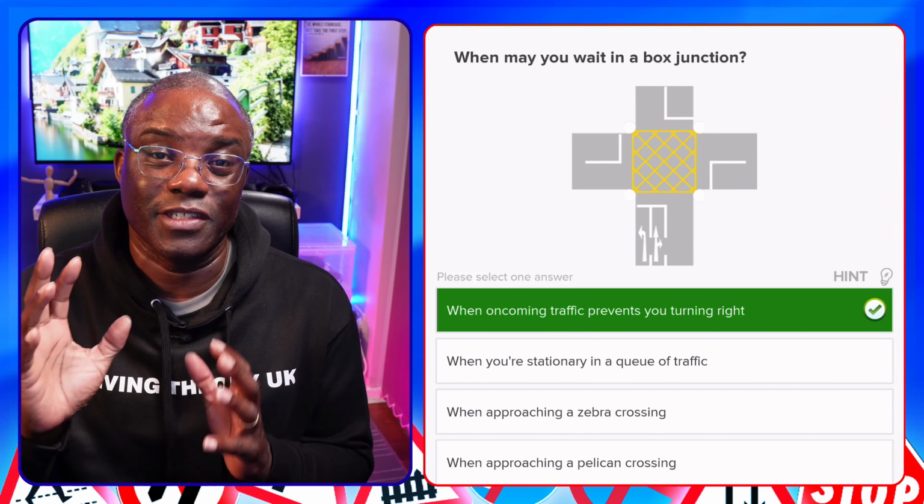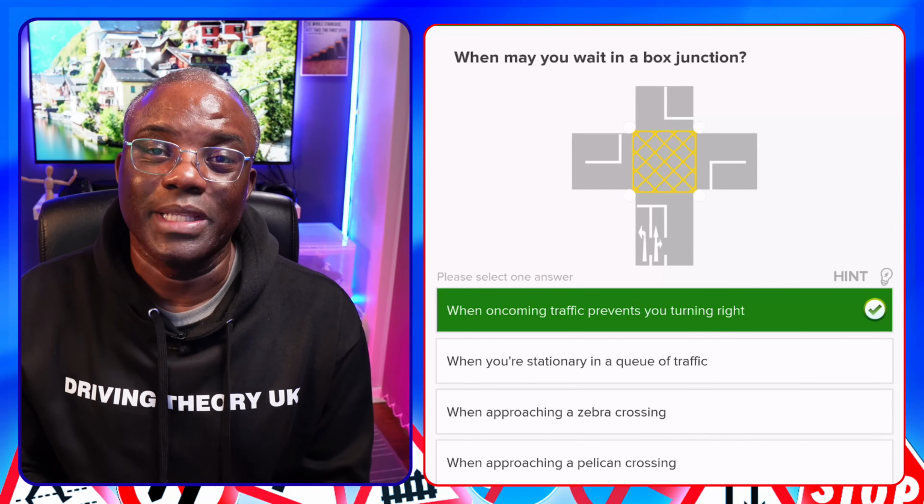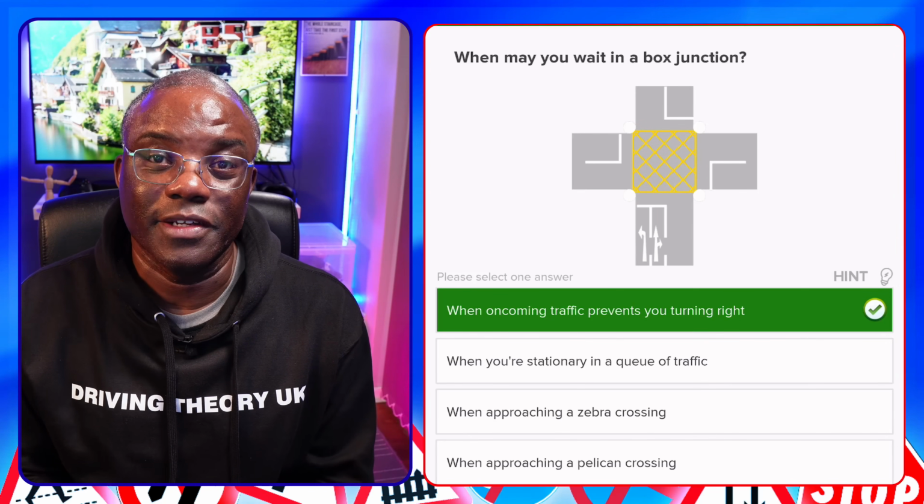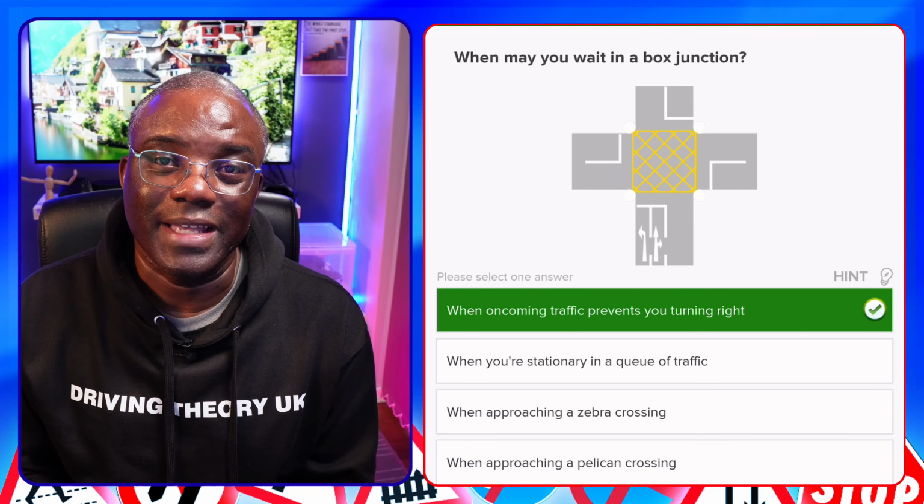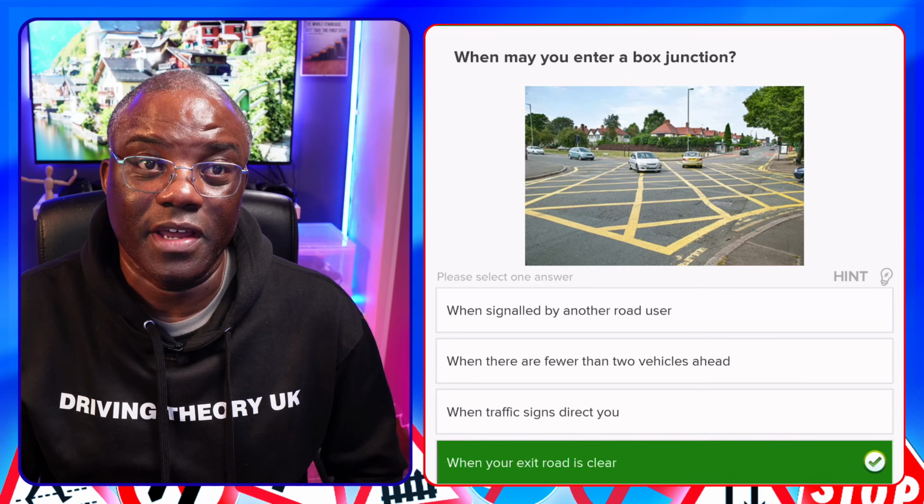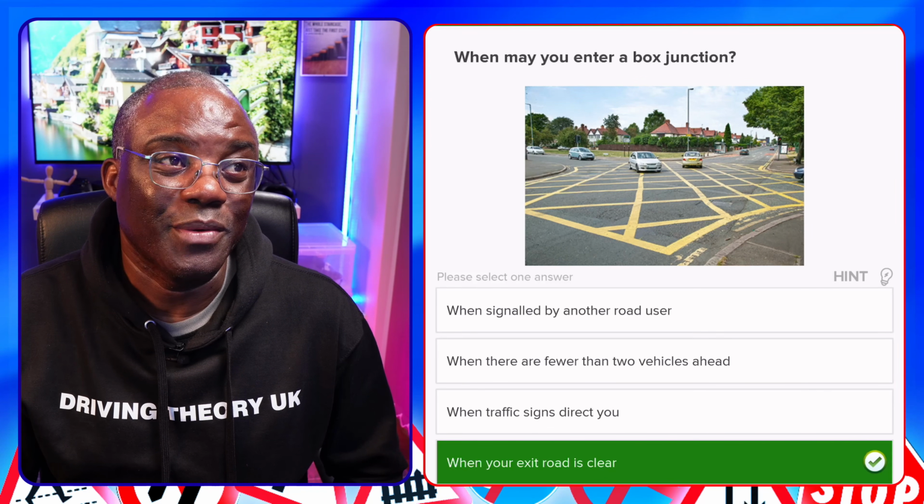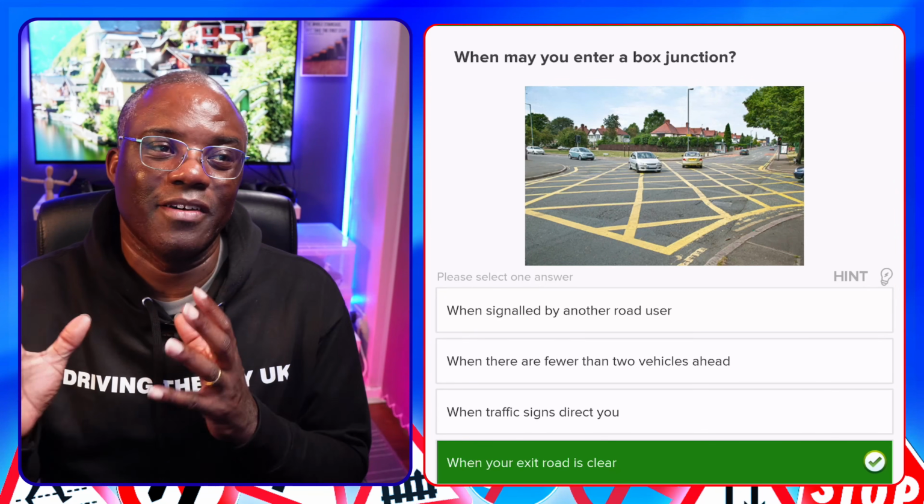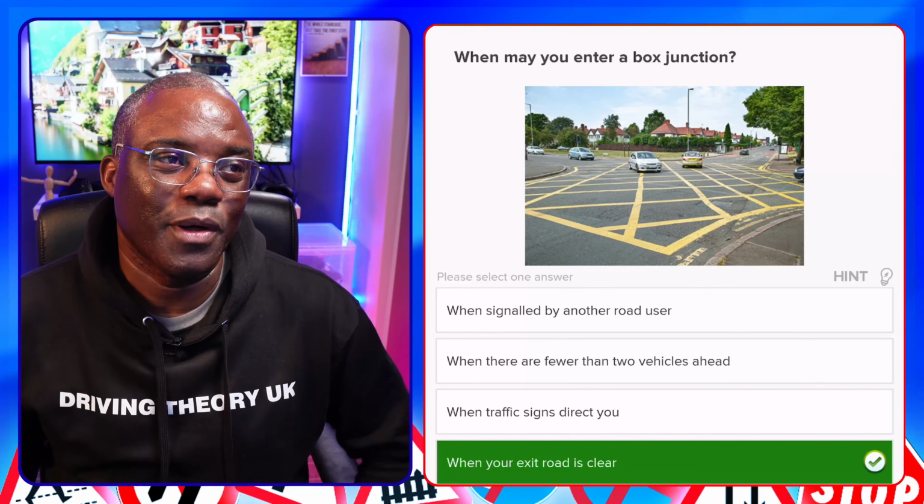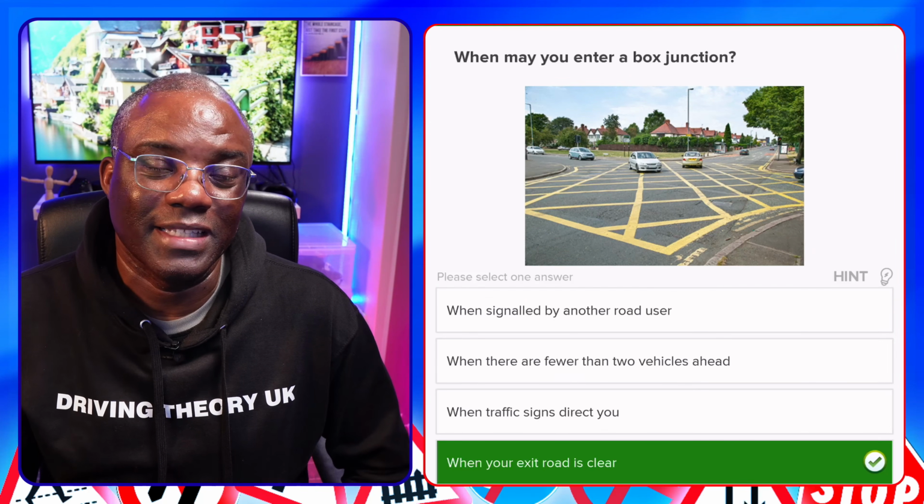So I'll just repeat that again just to make sure. The only time you can stop in the yellow junction box is when you're turning right, prevented from oncoming traffic, and your exit is clear. And I'll just give you another question: when may you enter a box junction? When your exit road is clear. So like I said, they can split up what I said earlier on into segments as well. Same question, just worded slightly different.